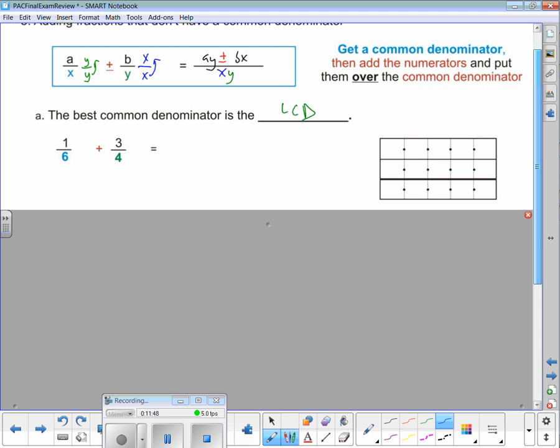So let me refresh your memory how to find the LCD. You factor the 6 into a 2 times 3, right? Do you remember this? And you factor the 4 into a 2 times 2. And do you remember that? Can anybody now raise your hand and tell me what the LCD is in factored form, Kirsten? Nope. 2 times.